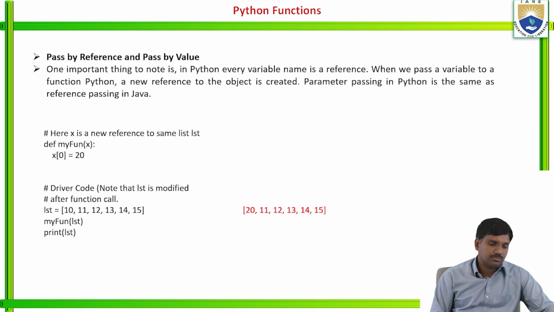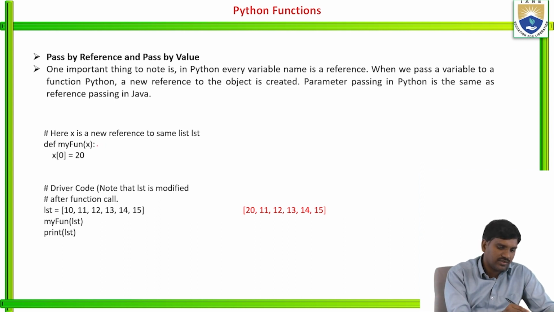The next one, pass by reference and pass by value. It is a very important concept in Python functions. One important thing to note is that every variable name is a reference. When we pass a variable to a function in Python, a new reference to the object is created. Parameter passing in Python is the same as reference passing in Java. Here x is a new reference to the same list, that is lst.